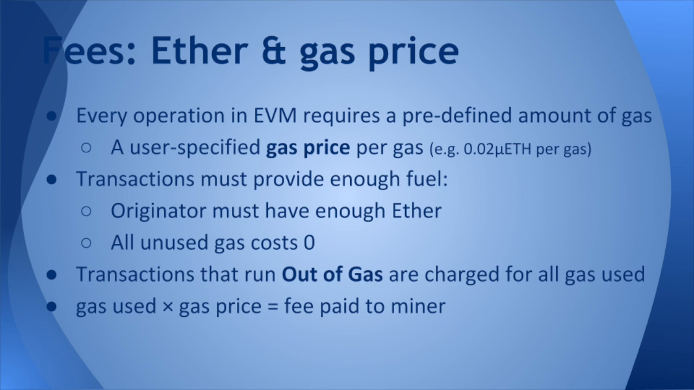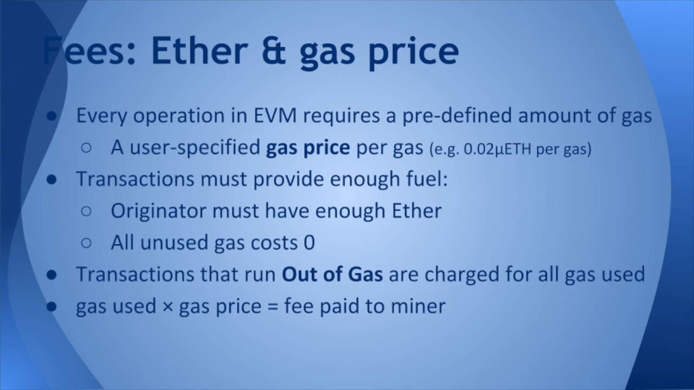Now we're going to look at these points from the perspective of fees. In the perspective of fees, I was explaining how a multiplication costs 5 gas. The user cannot change that. But one thing that a user can change is the gas price. And in Ethereum, the current default gas price is 0.02 microether per gas.